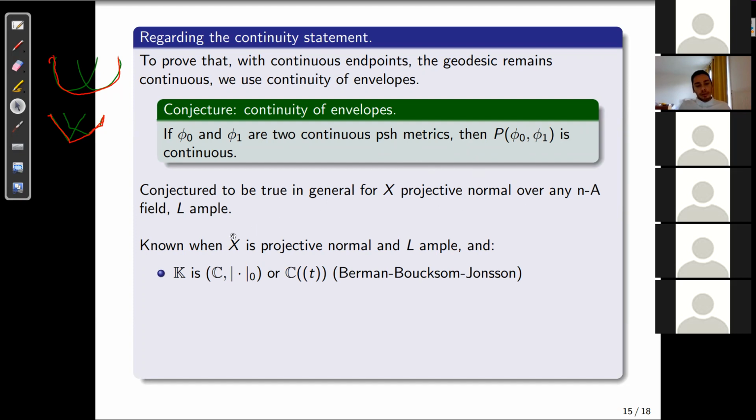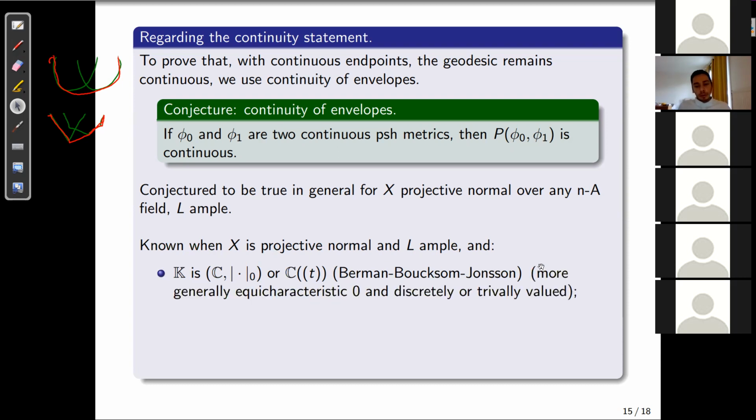For example, when X is projective normal, L is ample, as we said here, and the base field is C with the trivial absolute value, or the field of complex Laurent series, by the work of Berman, Boucksom, and Jonsson. And really, this is what's important, right? Because for applications in complex geometry, these are the two fields that we're almost always going to be looking at.